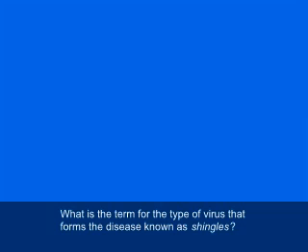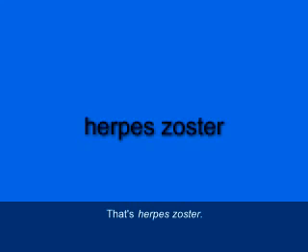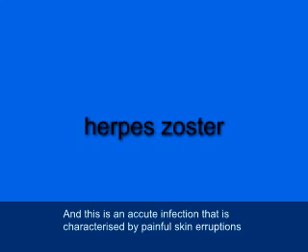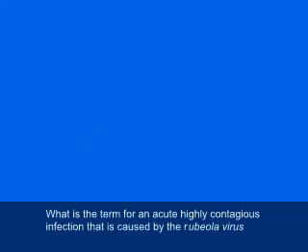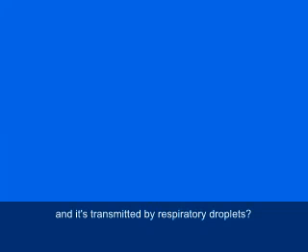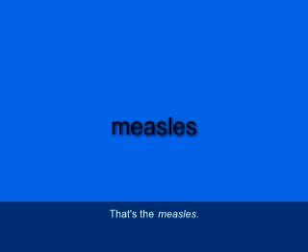What is the term for the type of virus that forms the disease known as shingles? That's herpes zoster. Herpes, zoster. And this is an acute infection that's characterized by painful skin eruptions that follow the underlying root of an inflamed nerve. What is the term for an acute, highly contagious infection that's caused by the rubeola virus and it's transmitted by respiratory droplets? Well, that's the measles. Measles.